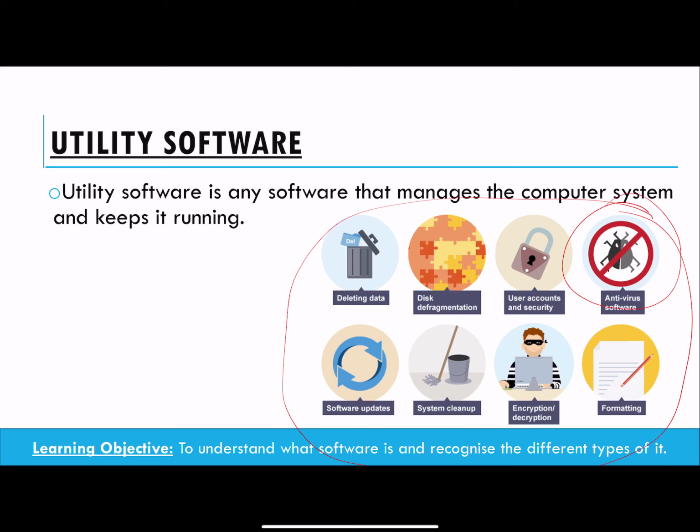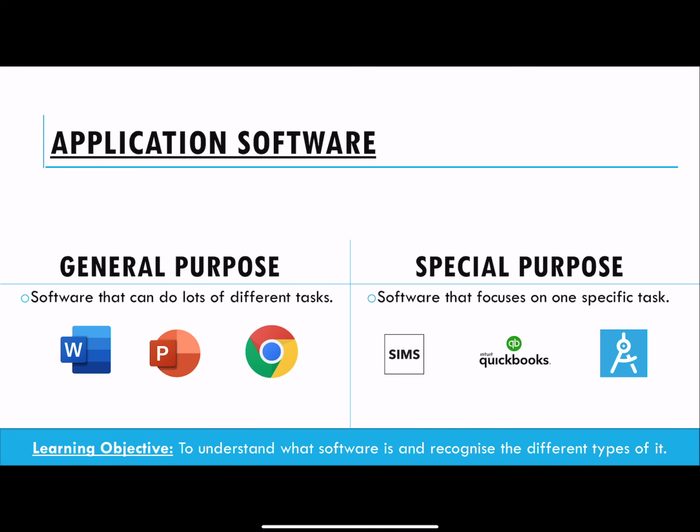It's not something you would use to perform a task, it's something you do to make sure your computer is running nicely. Something that allows you to delete data automatically, something that allows you to update your software without having to do anything. All of these things, we don't actively use them as people. The computer would use them to keep things running smoothly. All utility software does is keep your computer running smoothly in various different ways.